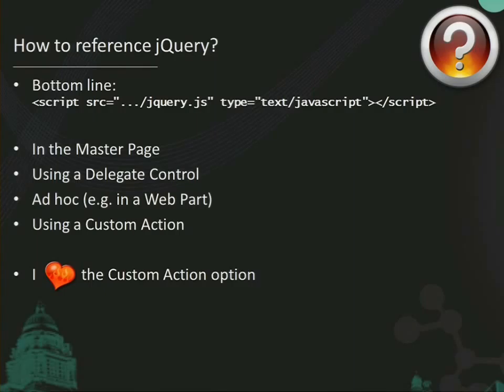Why do I like referencing jQuery by making use of the custom action? Well, this is a technique that will also work with sandbox solutions. So this is a technique that will also work on Office 365 in the cloud. You can also make a change to a master page in Office 365 in the cloud. But getting that custom master page deployed or changing that master page over and over again is maybe not a very good idea. Can be done, but I'm not a very big fan of it.